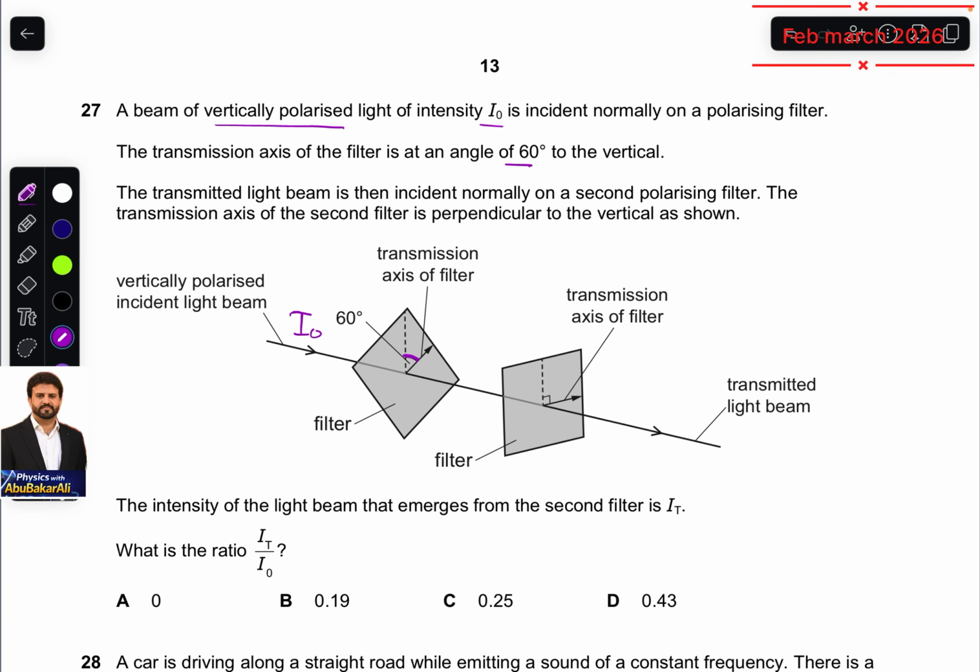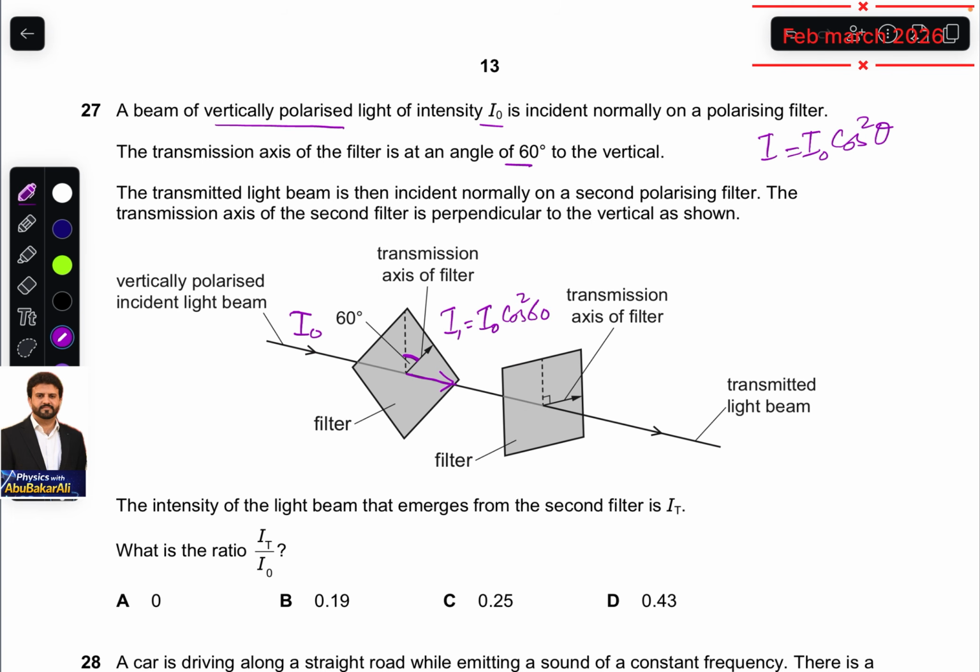So whatever light will go through here, we have a relation I is equal to I naught cos square theta. So the light that will come out of this, let's call this I1, will be equal to I naught cos square 60.